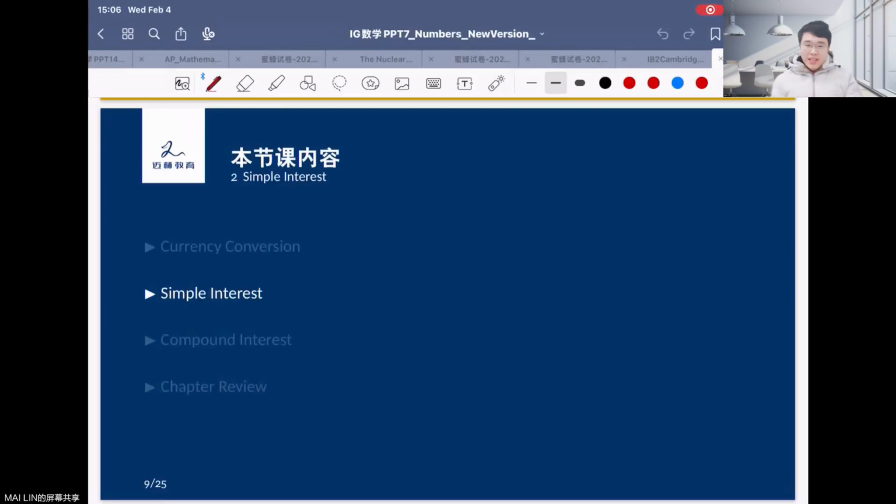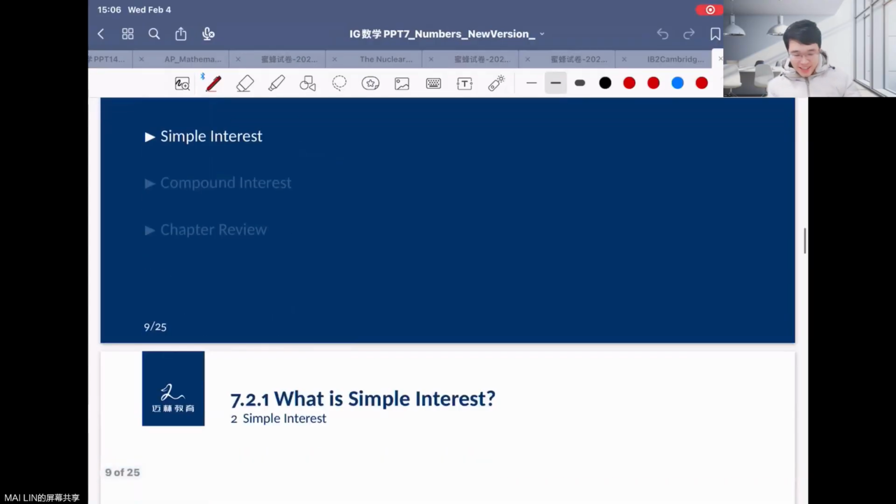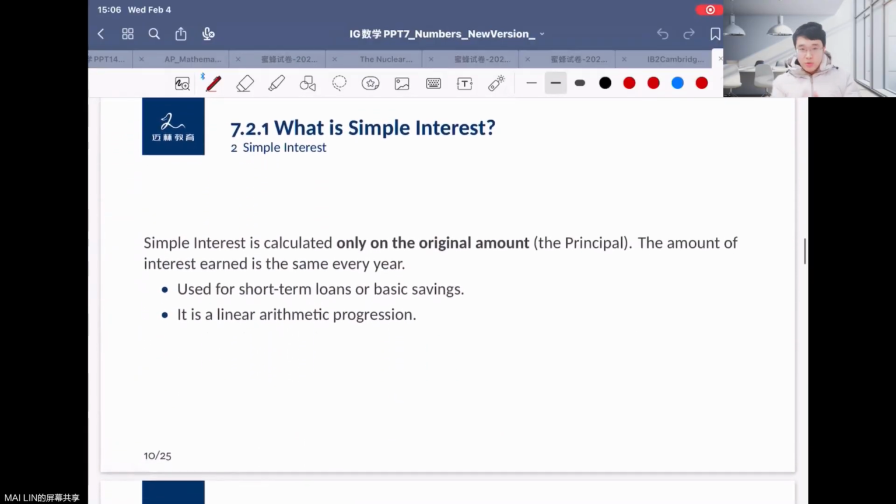Okay, hello everyone. Today I'll talk a bit about simple interest. Okay, so let's move into this part. I guess you're very interested in simple interest, right? Okay, so first we're just talking about what simple interest is.